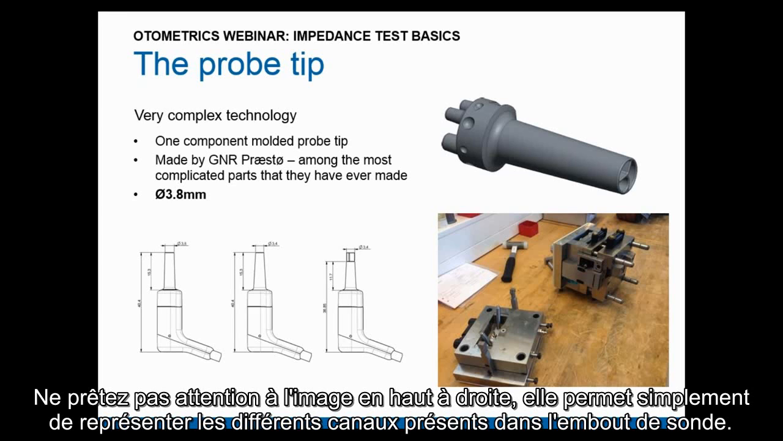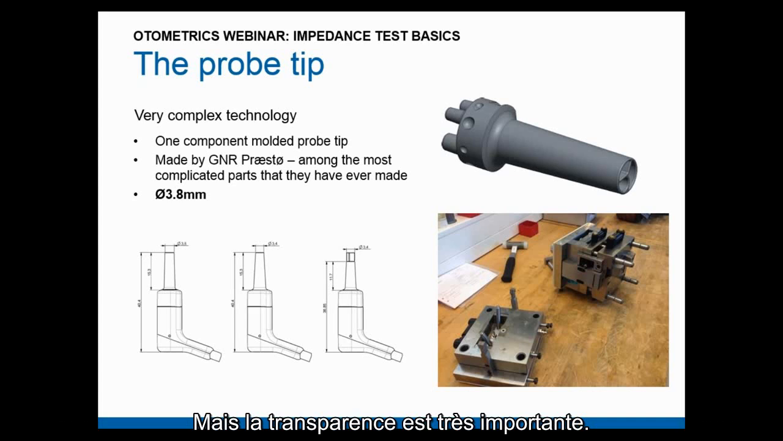So don't focus on the picture on top right. This 3D picture just shows the different canals you can find in the probe tip. But transparency is very important.